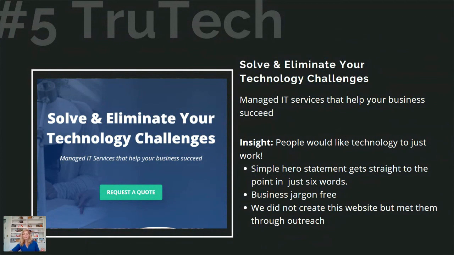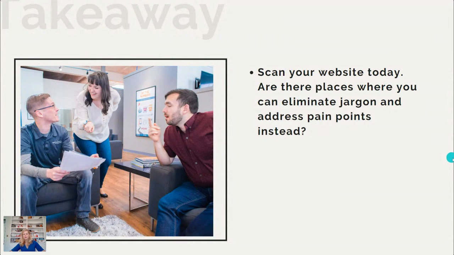Another thing that you can take away from this example, and it's been in every example we've talked about so far, is sharing what you do: managed IT services that help your business succeed. So that's another important principle of StoryBrand, is to make sure that you are always clearly showing what you actually do.